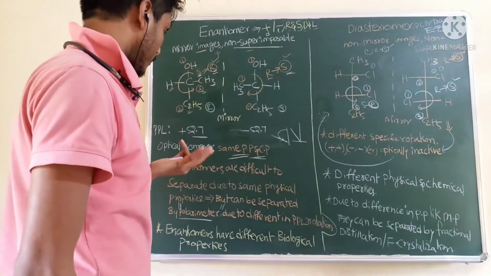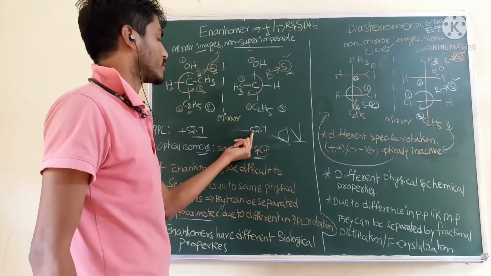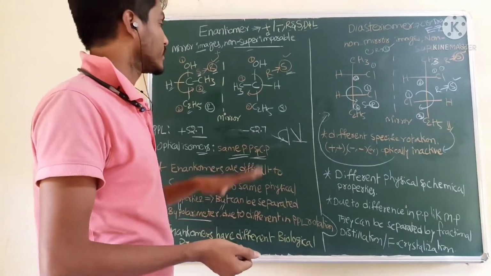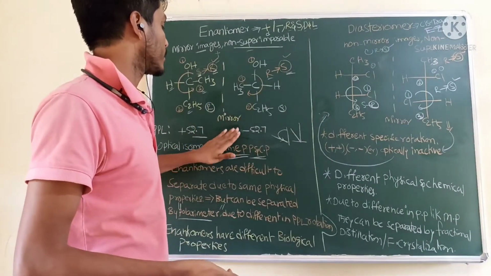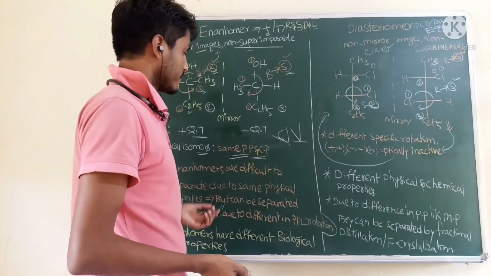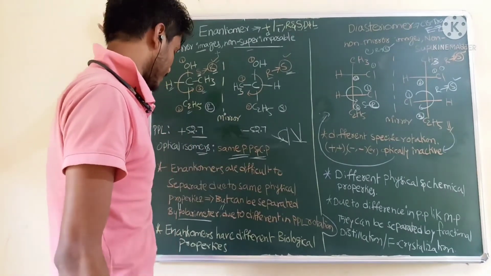Why? This will rotate to the positive side, this will rotate to the negative side. So we can separate by using plane polarized light. This is positive, it will rotate to the right side. So due to the difference in plane polarized light rotation, we can separate them by using a polarimeter.